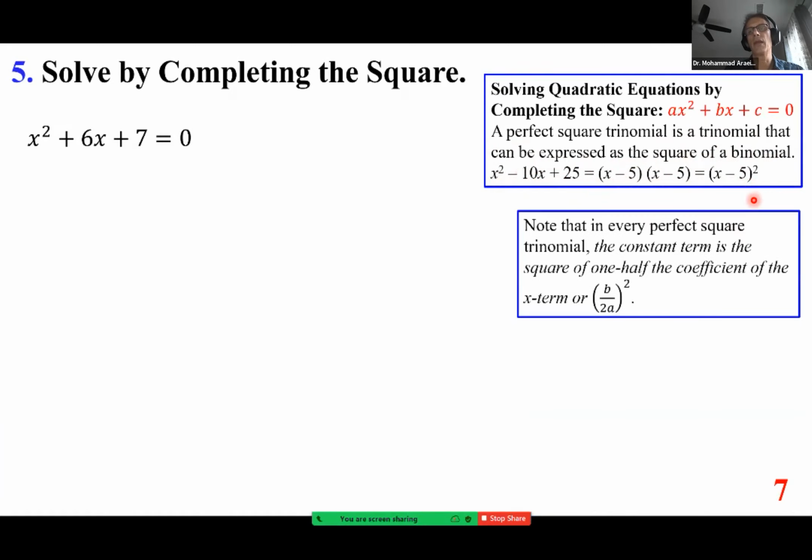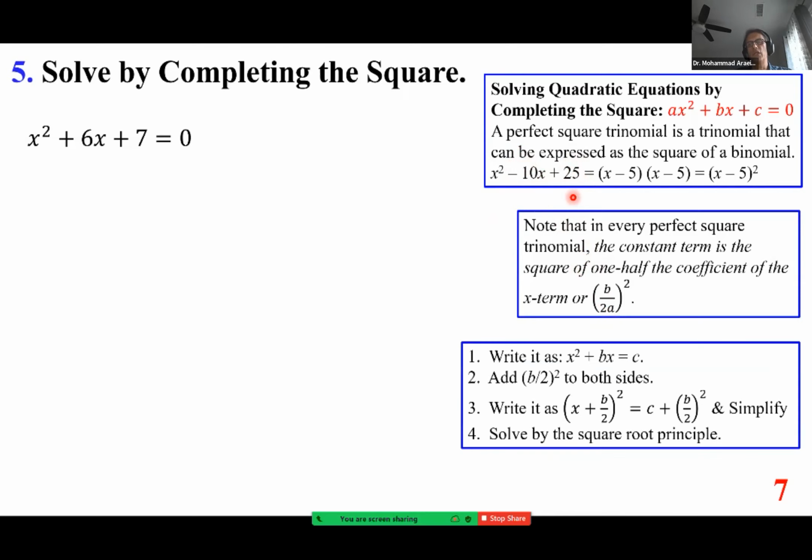Notice that in every perfect square trinomial, the constant term is the square of 1/2 the coefficient of the x term, or b over 2a. In other words, look at this one. This is b, minus 10, divided by 2, negative 5. If you square it, you get positive 25. That's the meaning of that. So half of this, square it.